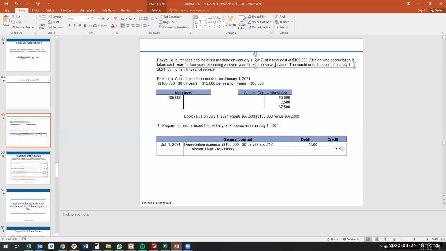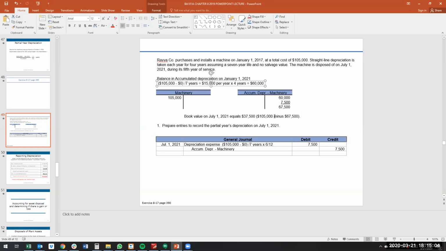This machinery is disposed July 1st, 2021, the 5th year of service. So first, we have to figure out what's the value of the machinery at this time. For the balance of accumulated depreciation, we just take the 105,000 minus the salvage value, which is nothing, divided by 7 times 4 to get our 60,000. 105 is the book value, $0 is the salvage value, 7 years is the useful life. That's 15,000 a year in this calculation, times the 4 years it's been in service to determine how much accumulated depreciation we have, 60,000.